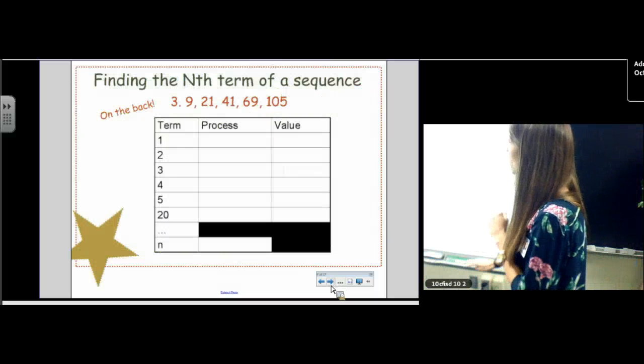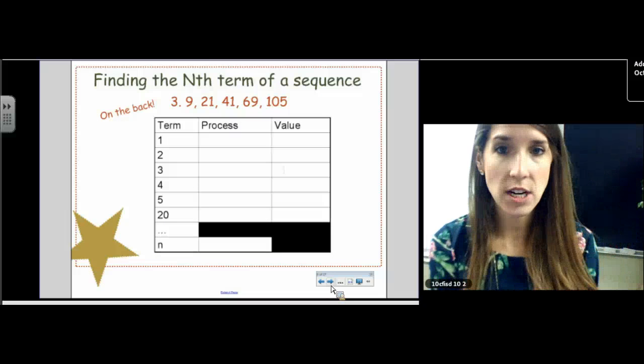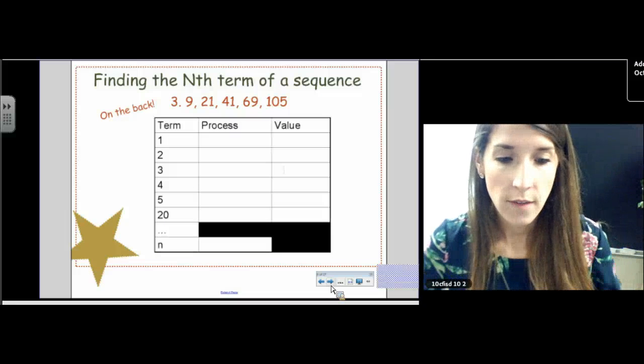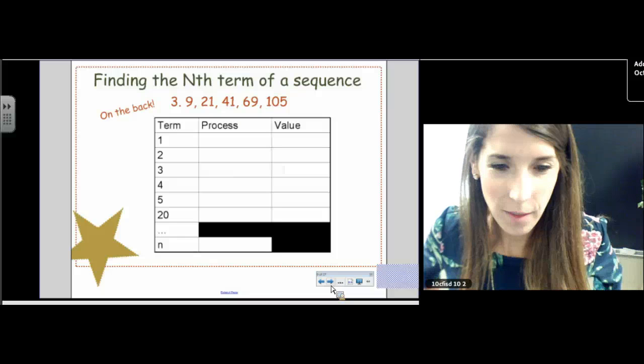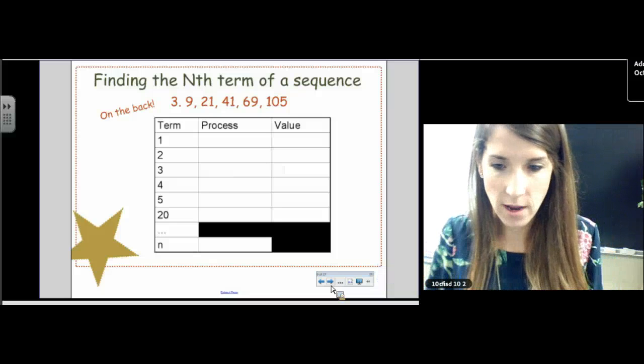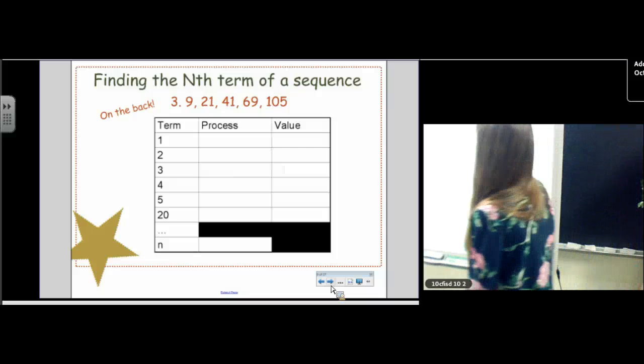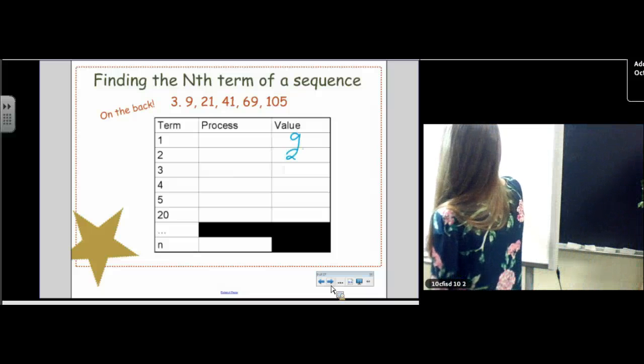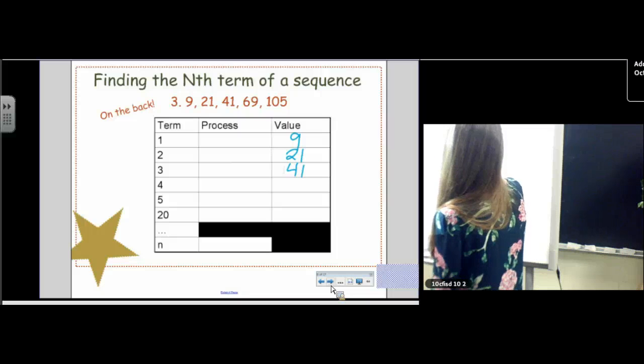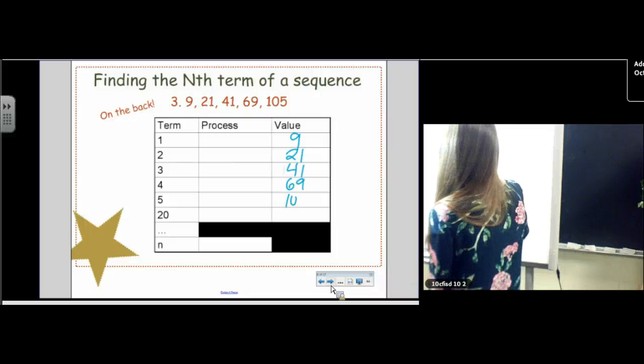Okay. Now we're going to go to the other side. So I need you to flip your homework over. If you have your homework, flip it over. And on the back, we're on number 3 on the back. Make sure yours looks like mine. 9, 21, 41, 69, 105.